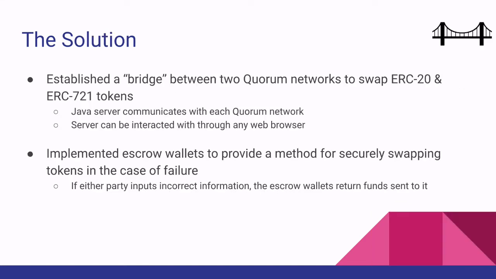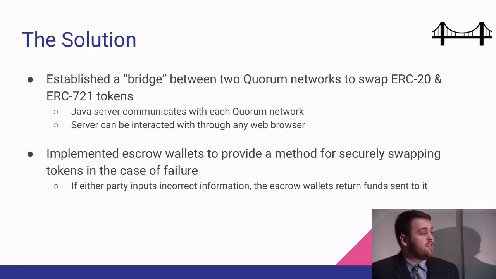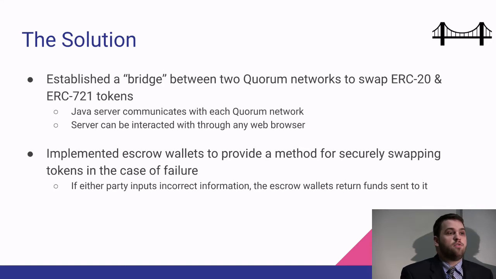Our solution uses a bridge. Basically, it's a Java instance that's running a server that uses Web3j to communicate with each Quorum blockchain independently. The Java server, like I said, communicates with the Quorum networks, and the server can just be interacted with through your phone, through a served web page that we will be showing you shortly.